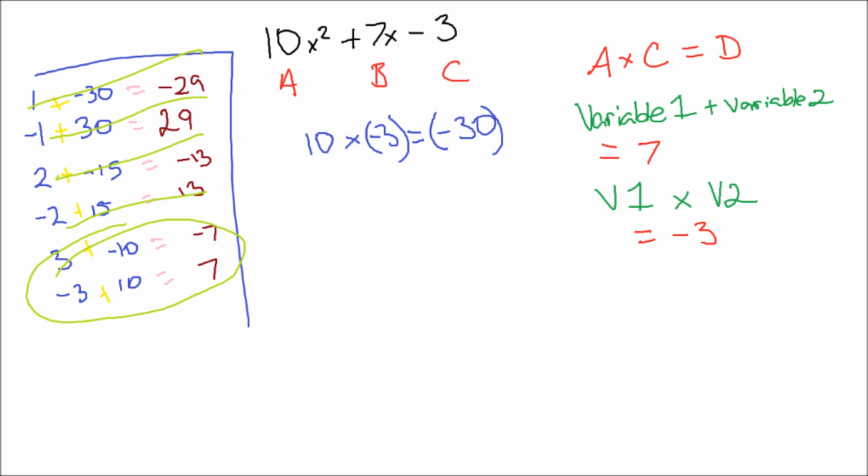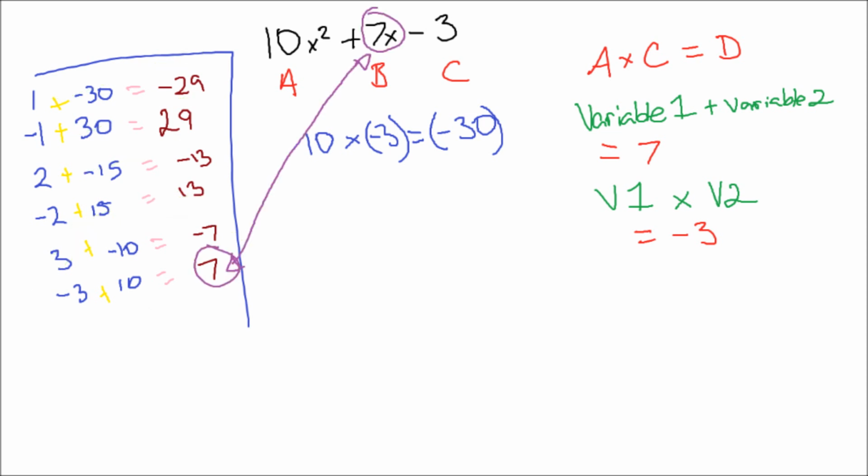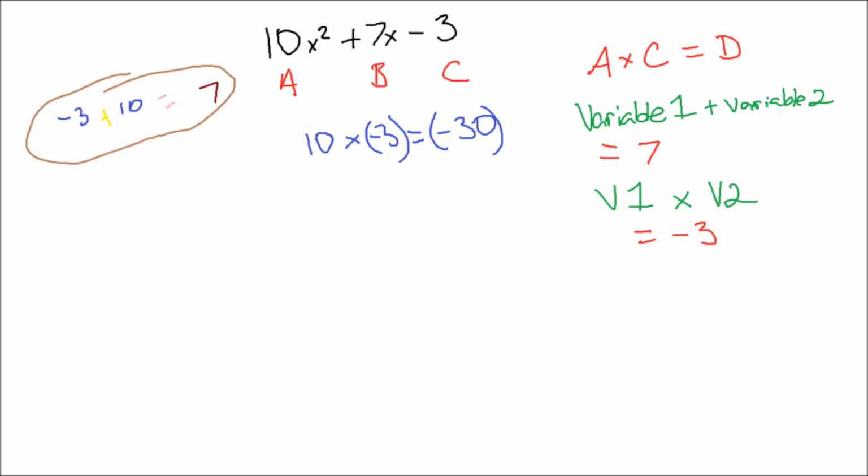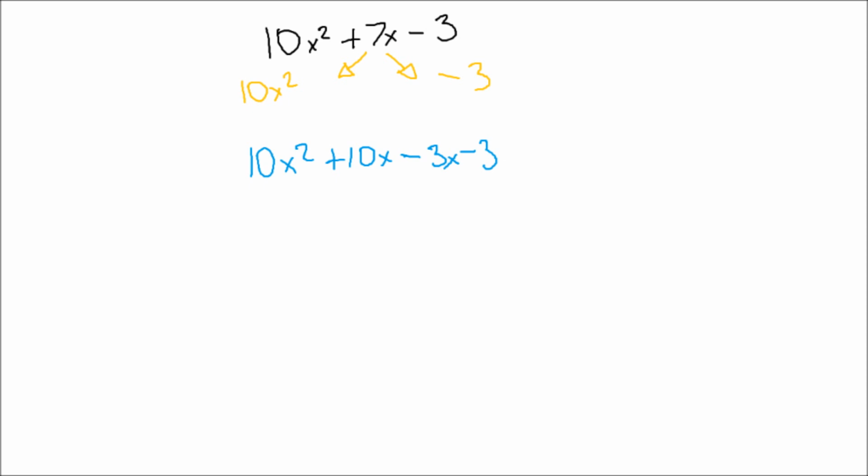Because the only equation that gives us positive 7 is the answer for addition, and negative 30 is the answer for multiplication, our two numbers are negative 3 and positive 10. The next thing to do is fairly easy. You just separate the positive 7 into the positive 10 and negative 3, and make the equation as shown.